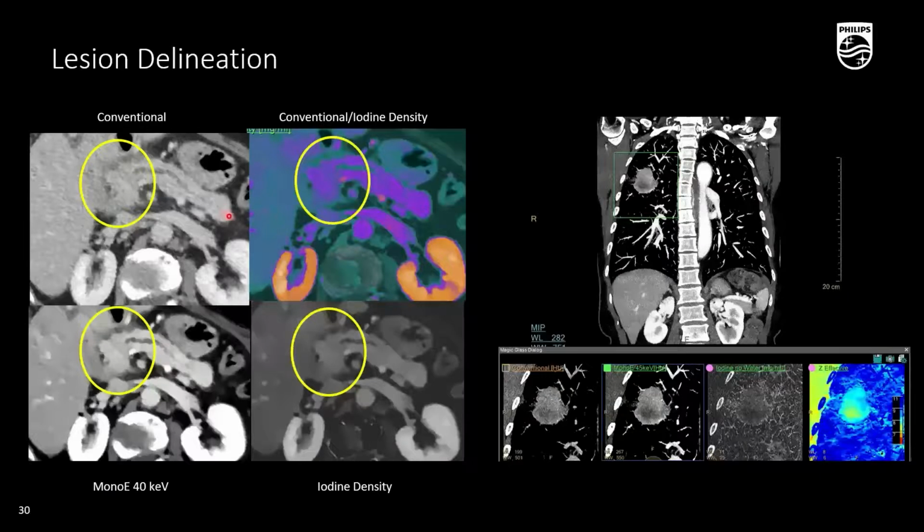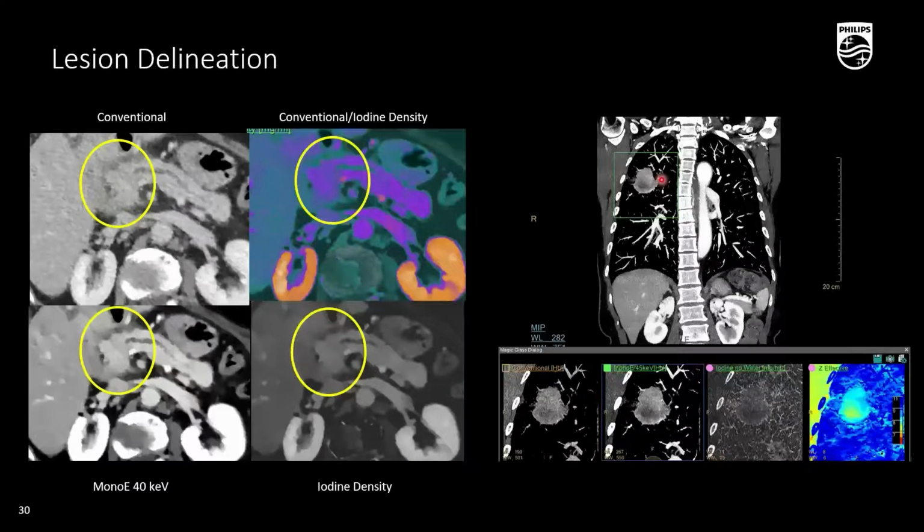Maybe we see a lesion anyways, but it's hard to really define the borders. And if we're looking at staging or planning for therapy, things like this, if we're using, for example, monoenergetic images, iodine images, you can start to see, for example, here where we have this hypodense region, it's maybe hard to see the borders, but these become much more apparent when we have these other maps.